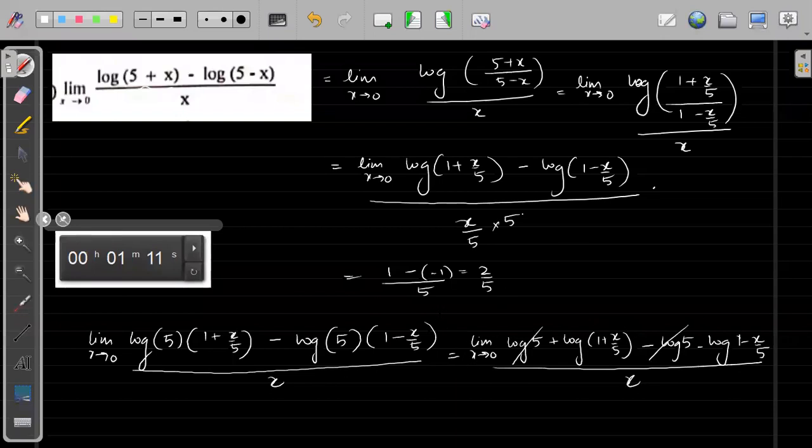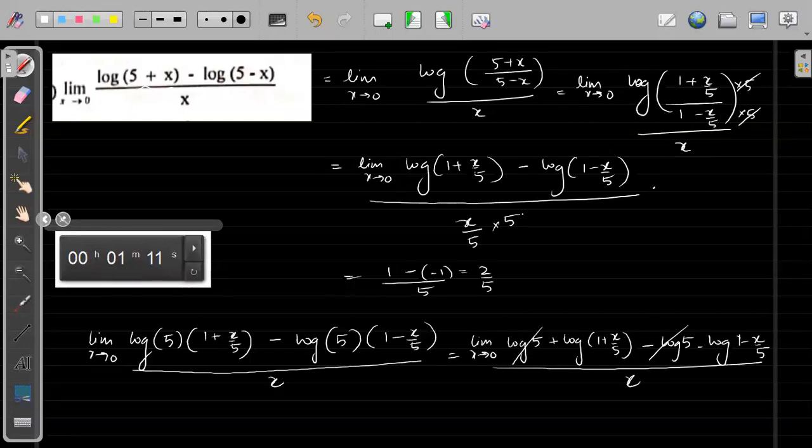Can you repeat the first part? This one, from here. Okay, see, from here I can take 5 common. If I take 5 common from the numerator, this will become 1 plus x by 5 into 5. This 5 and 5 get cancelled. So you will have 1 plus x by 5 and 1 minus x by 5.